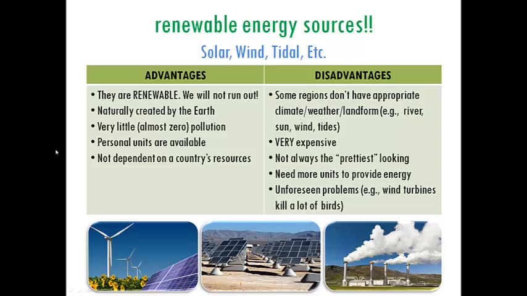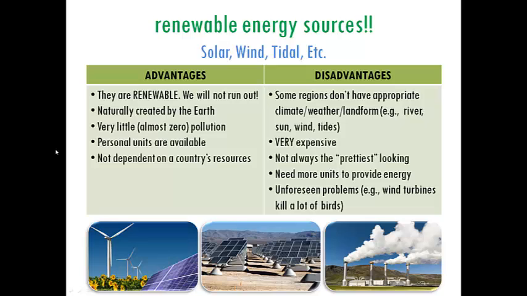Okay, renewable energy sources, they are much better for the environment. They're renewable. They're not going to run out. The wind is always going to blow. The sun is always going to shine. Very little pollution is created once the system is up and running. You can put solar panels on your own roof, which is kind of cool. But there are some issues with that.